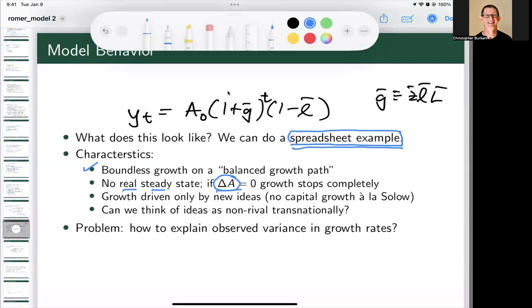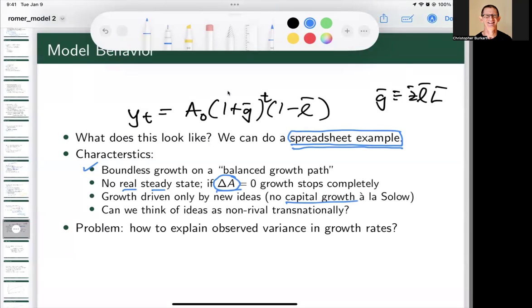So if idea growth is zero, right? If we don't come up with new ideas, then we don't lose output, we don't backtrack, but we don't get any increasing output, right? So we need to have more ideas and new ideas to keep the economy moving along. We don't have any capital growth, right? We'll bring that back actually somewhat shortly.